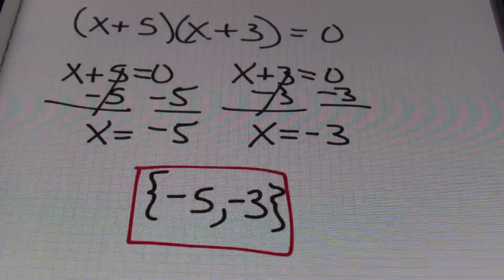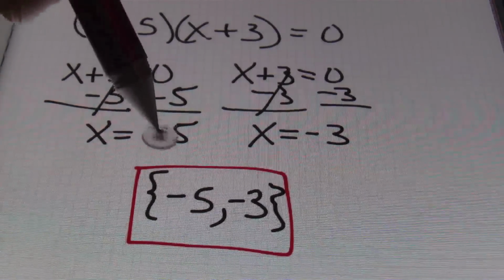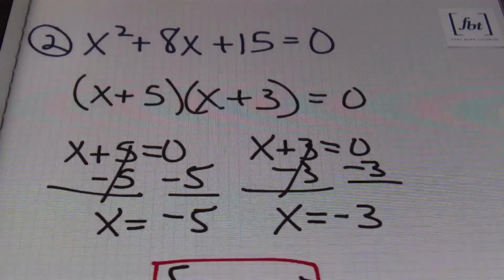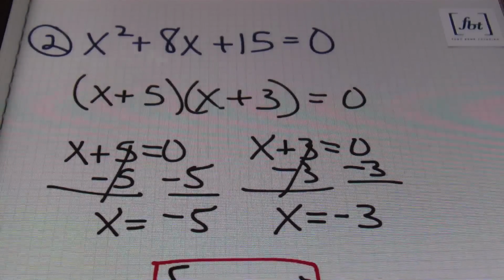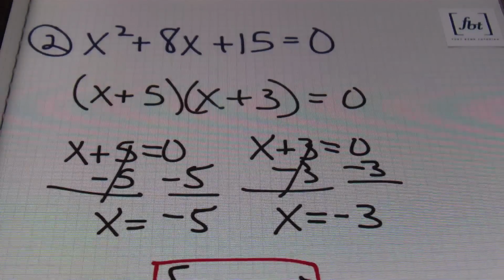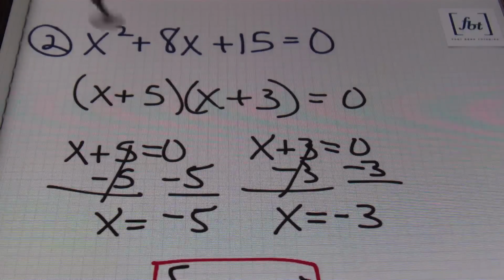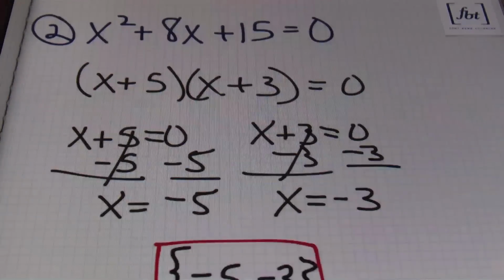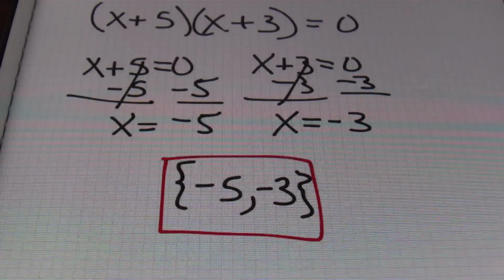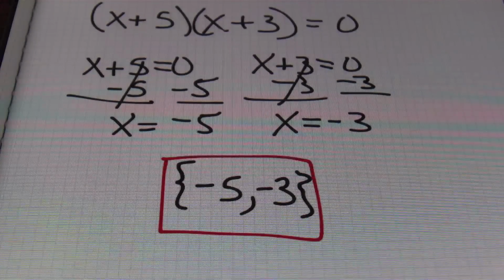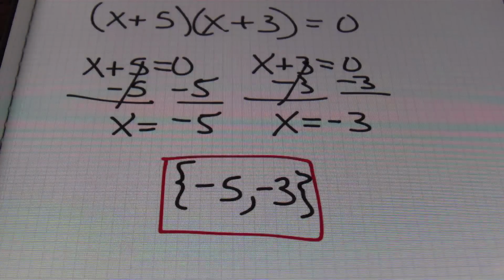I cannot do it. All right, so here's the solution. Negative 5, negative 3. So what did we do? We started out with our equation, x squared plus 8x plus 15 equal to 0. We factored the trinomial. We set each factor equal to 0. We had our two solutions, negative 5 and negative 3, and we wrote them in a solution set, writing the solutions in ascending order from least to greatest.